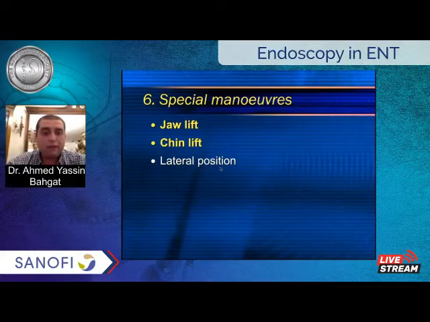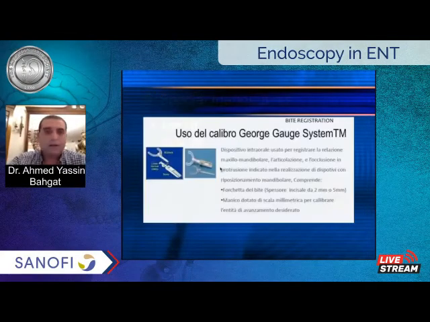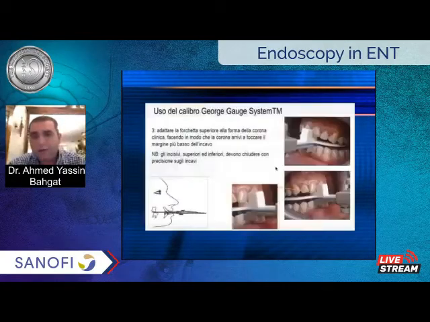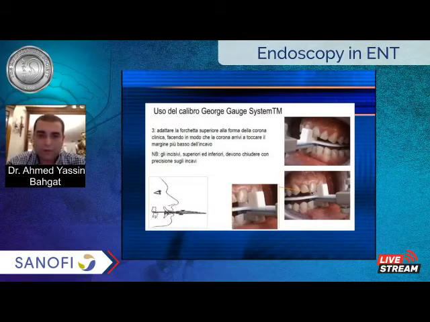And then we put the patient on lateral position. Many patients have positional sleep apnea, especially if you have a sleep study that states that the sleep apnea is more on the back or more on the one side. So you have to put the patient on the side that is worse on the sleep study. And sometimes we can use this George Gauge system in order to see how many centimeters, or millimeters, we need to advance the mandible in order to have a wide posterior airway space.